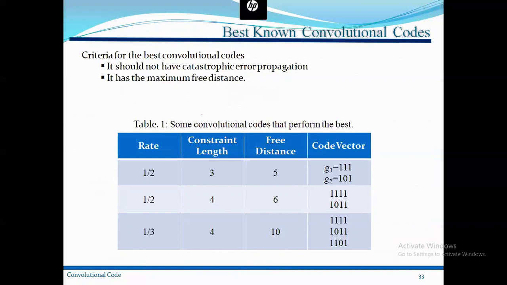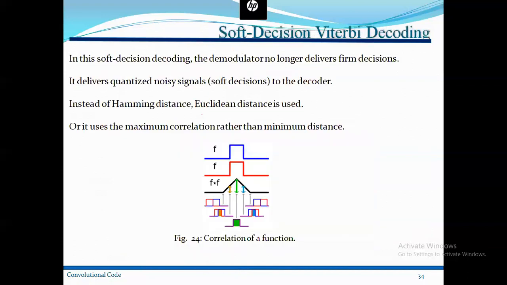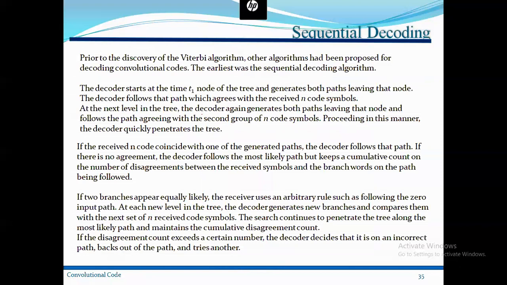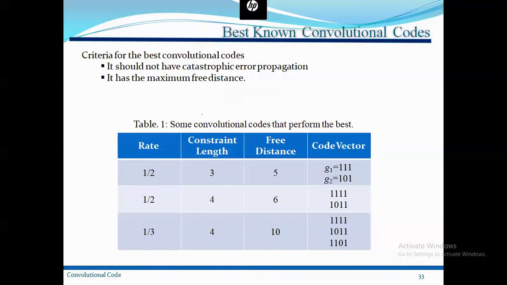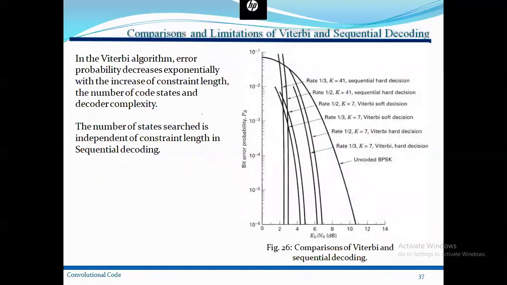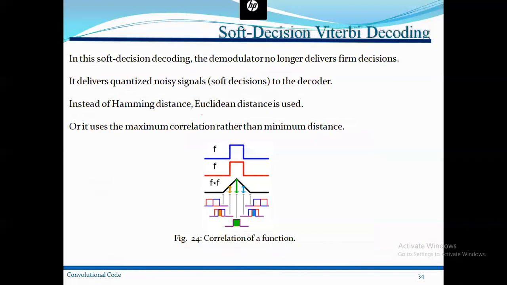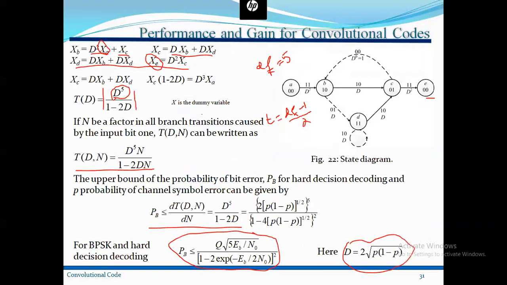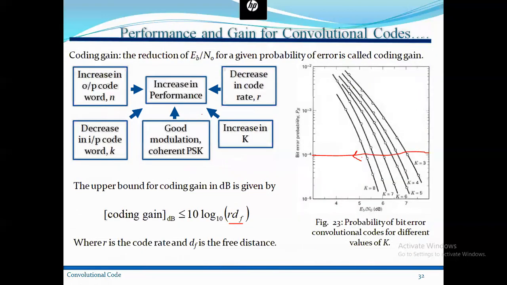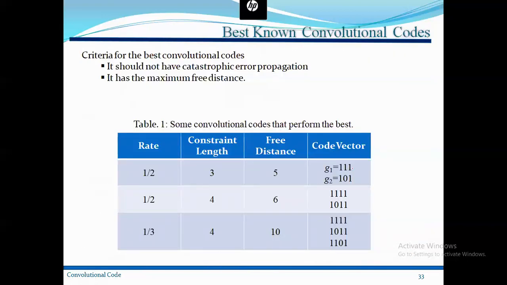There is a problem in the convolution coder that the error is propagated if the generator polynomial has the same common factor, like 1 plus x square is the G1 polynomial and the G2 polynomial is 1 plus x.